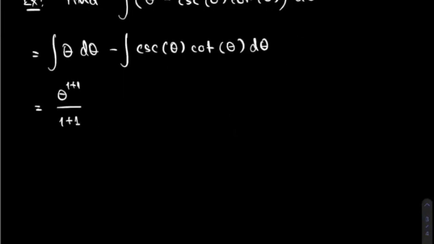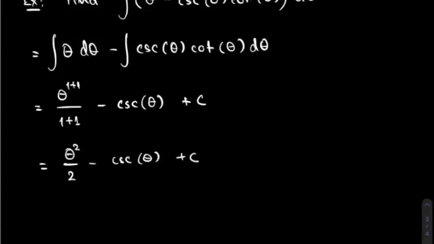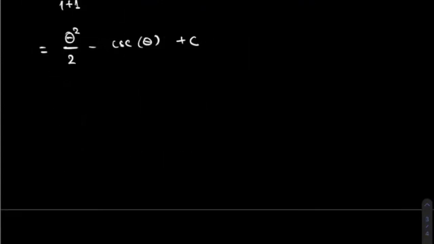What about the second indefinite integral? So negative cosecant theta plus a constant c. So one more time, just one plus c should be good enough. And this is equal to theta squared over 2 minus cosecant theta plus a constant c. So next example.